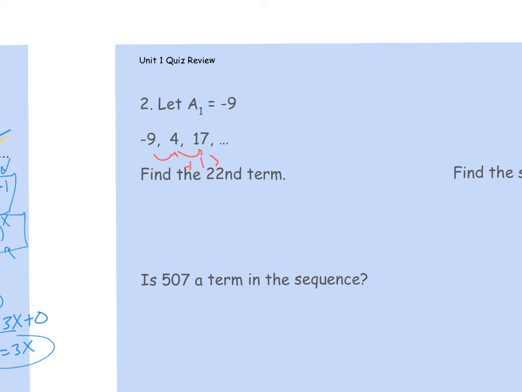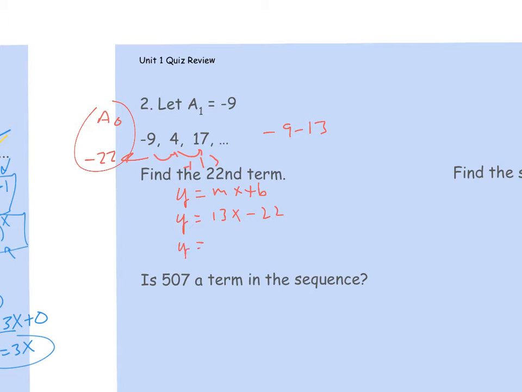Well, first I'm going to put this in slope-intercept form because we're adding the same thing every time. I'm going to find a sub 0 here. Instead of adding 13, to go backwards I'd subtract 13. So that's negative 9 minus 13. If you plug that into your calculator, you should get negative 22. So that's like my b, or my y-intercept. So my equation is going to be 13x, because we're adding 13 every time, and my y-intercept is negative 22, so I'm just going to write minus 22 there.